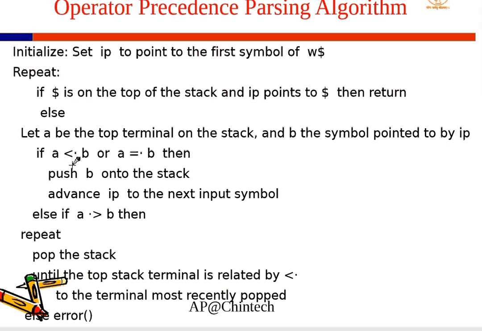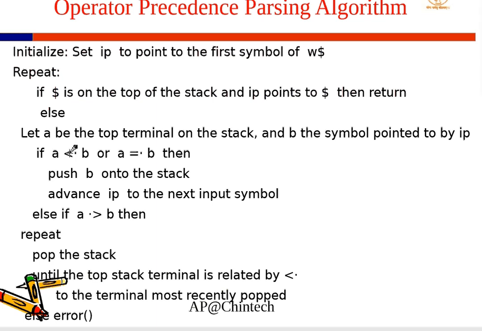Now it is written as: if A less than b, that is, the top terminal on the stack is less than the b symbol, that is the input pointer, or if both are equal. This we will check by referring to the precedence relationship table, then only you will get whether it is less than or equal to. Okay, then push b into the stack, and then again advance the input pointer to the next input symbol. You will do this process when the condition is A less than b or A equal to b.